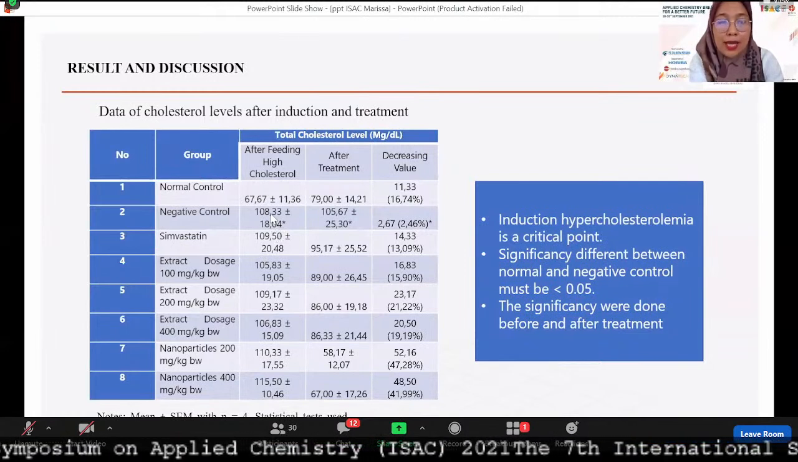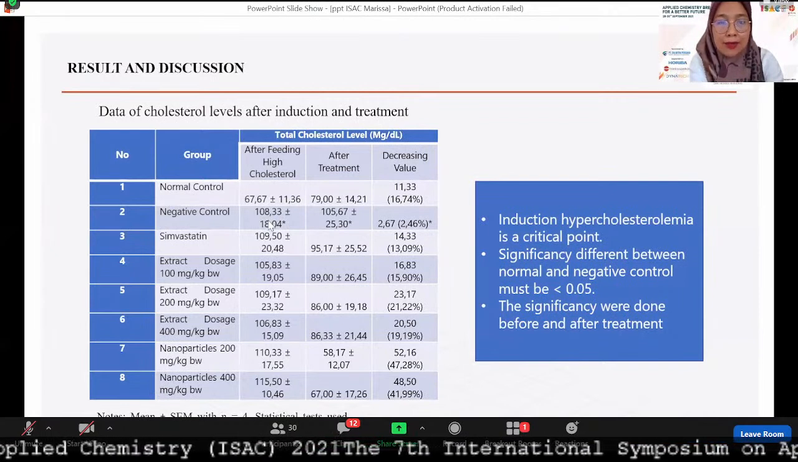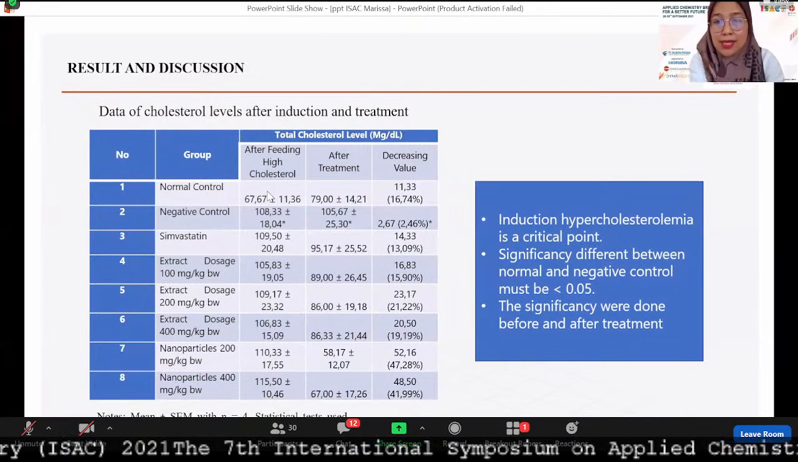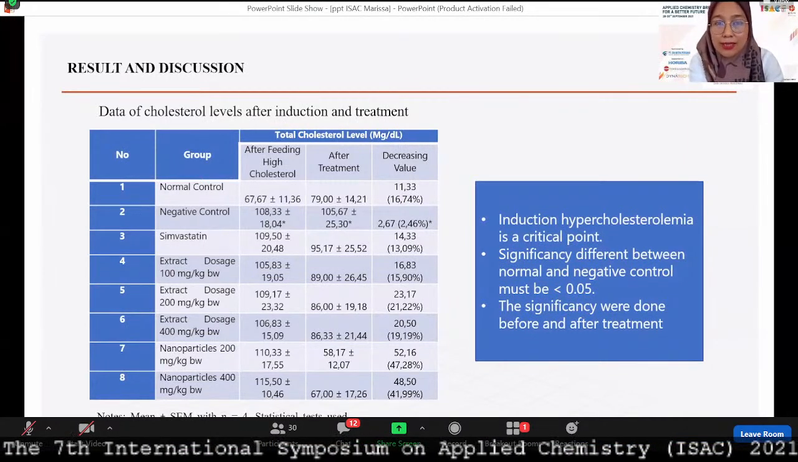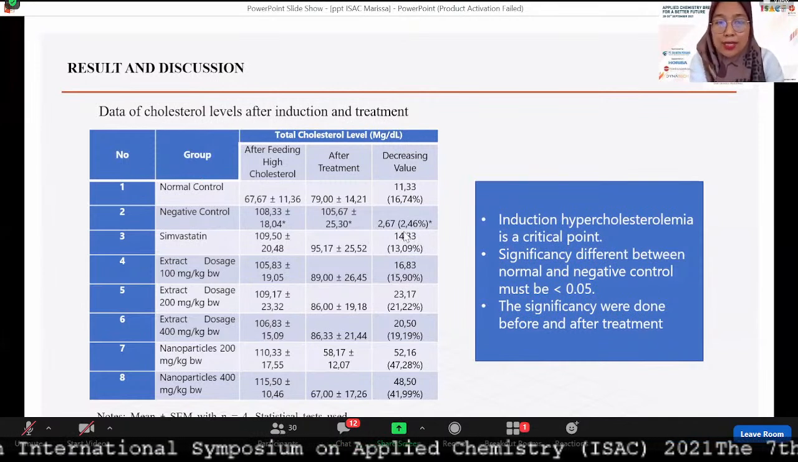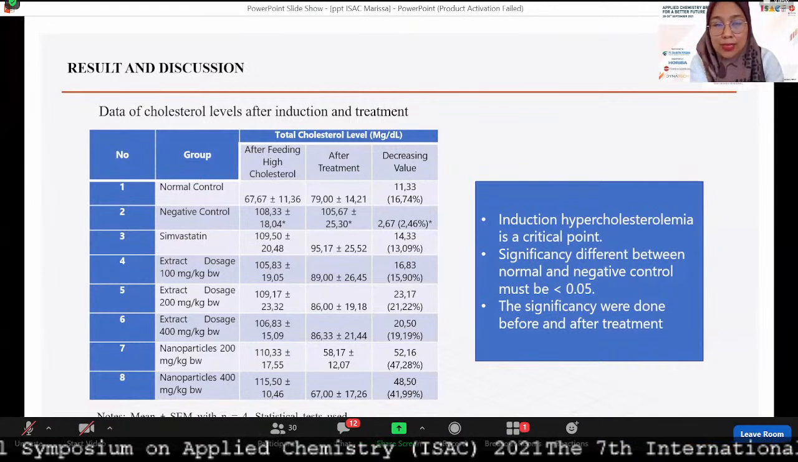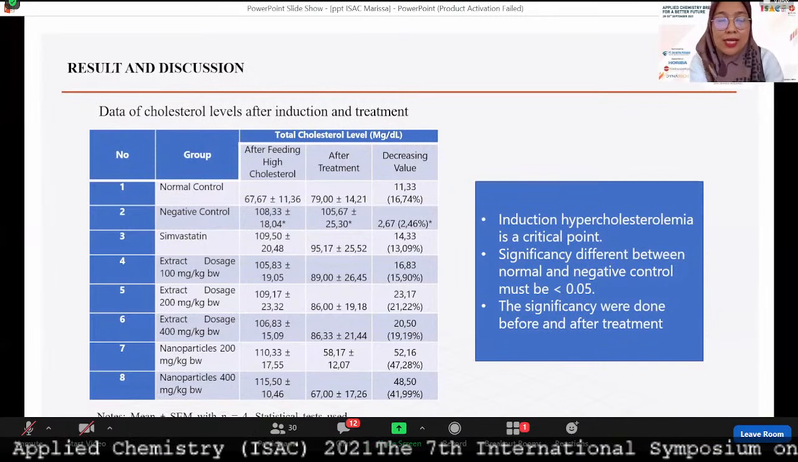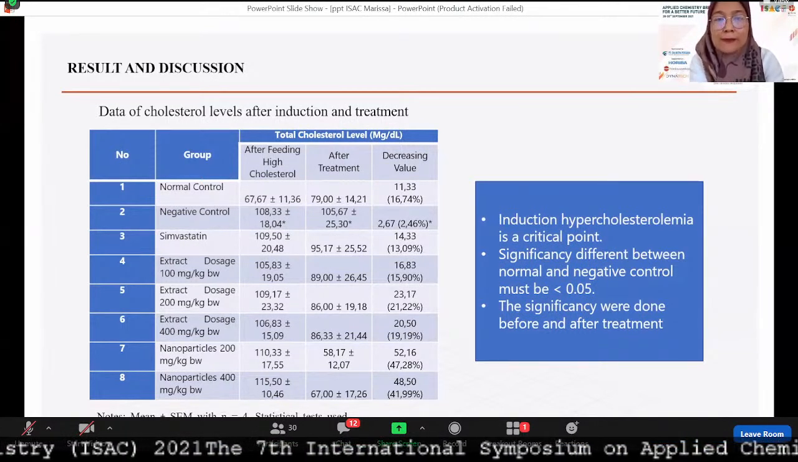We can know that the data from number 2 until number 8 are significantly different with the normal control. It means our induction is success. Induction of hypercholesterolemia is a critical point in the research because we cannot continue our study, give the treatment, if the cholesterol is not significantly different between normal control and the treatment control.